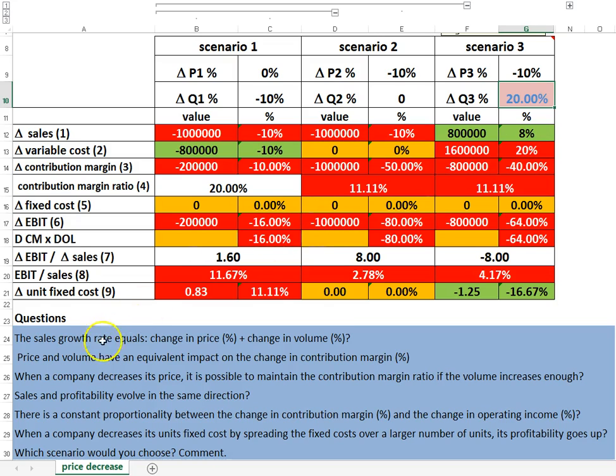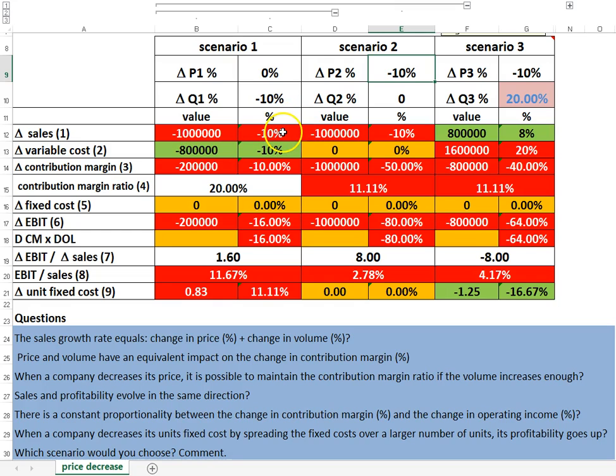The second assertion is: price and volume have an equivalent impact on the change in contribution margin. Look at scenario 1 and look at scenario 2. Scenario 1 generates a change in contribution margin of minus 10%, which equals the change in volume. But you see that the change in price by minus 10% for scenario 2 generates a decrease in contribution margin by 50%. So an equivalent change in price and change in volume by minus 10% don't have the same impact on the contribution margin.